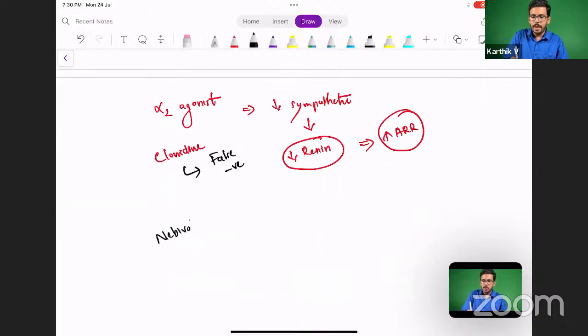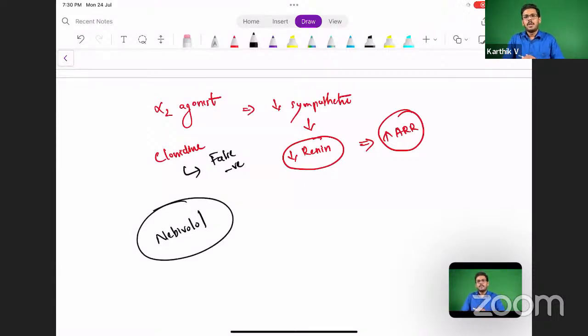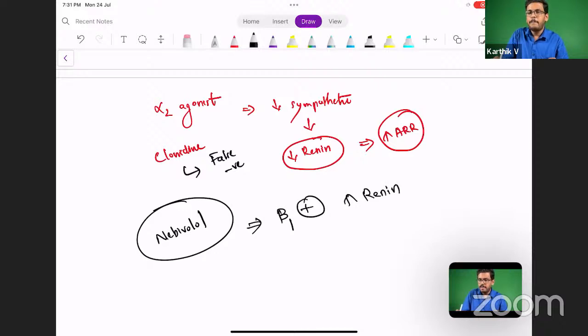So nebivolol, as you know, is a beta blocker, right? Beta 1 receptor is expressed in the juxtaglomerular apparatus, and beta 1 stimulation actually increases renin. So what will a beta blocker do? It will reduce renin. So nebivolol would reduce renin. And when the renin is reduced, what will happen? There is an increase in the aldosterone renin ratio, leading to false positivity. So clonidine produces false positivity, and nebivolol also produces false positivity.